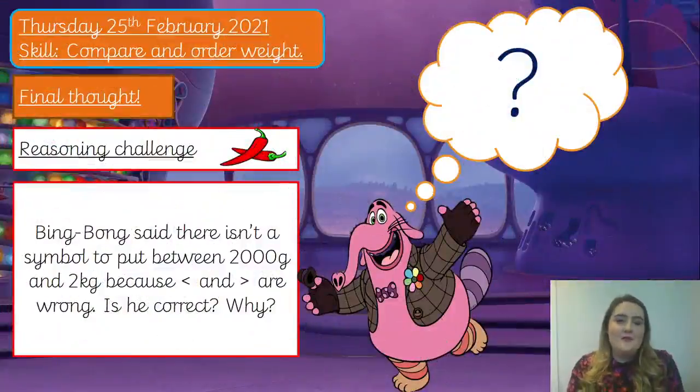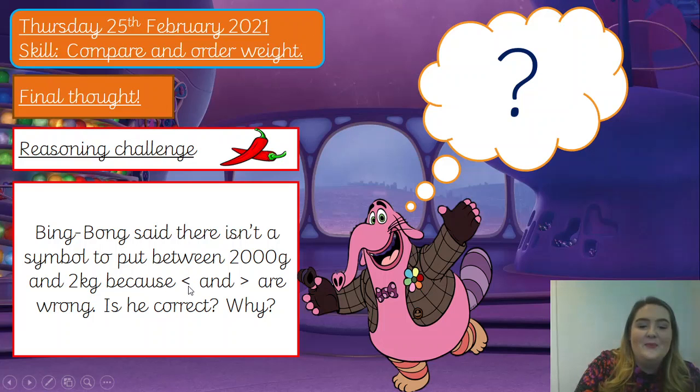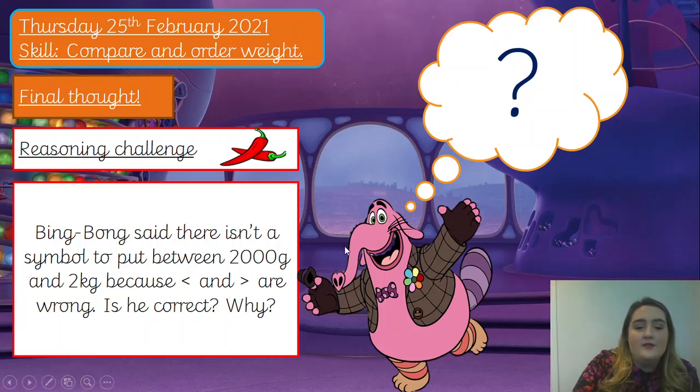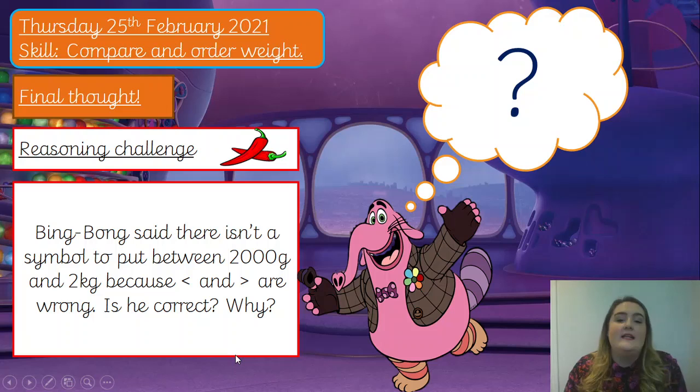Okay, final thought for today then. You've worked really hard today, year 2. Bing Bong said, there isn't a symbol to put between 2,000 grams and 2 kilograms because, what's this symbol? Well done. This symbol is less than. And what's this symbol? Well done. This symbol is greater than. Are wrong. Is he correct and why? So I would like you to have a think about this question. He said there isn't a symbol to put between 2,000 grams and 2 kilograms because less than and greater than are wrong. Is he correct? I'd like to pause the video and discuss this question, please.